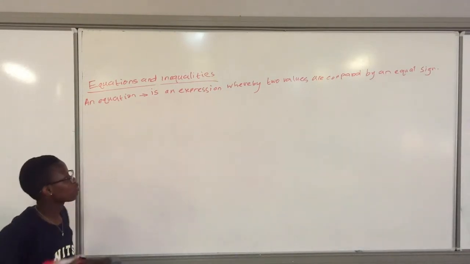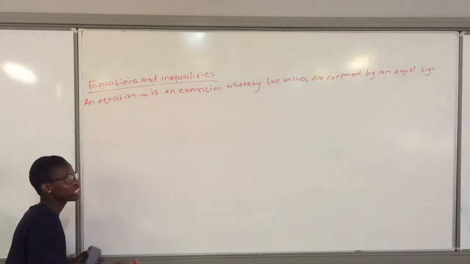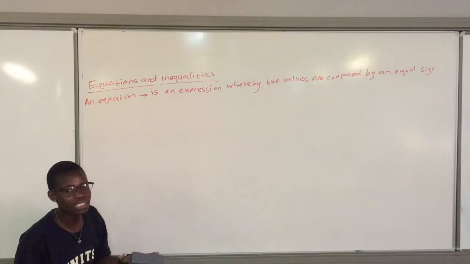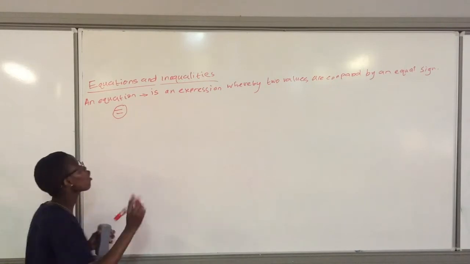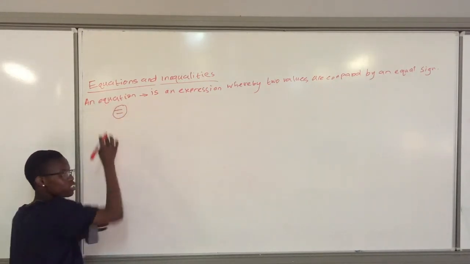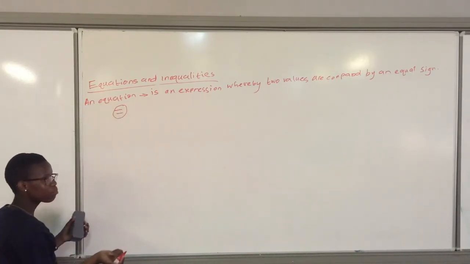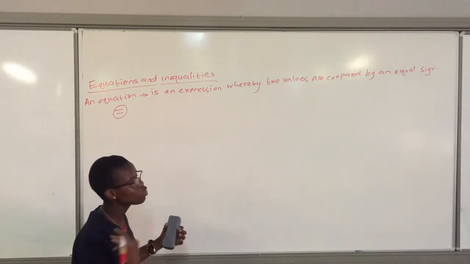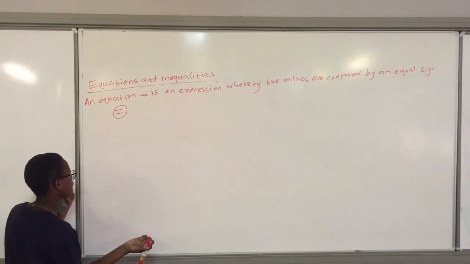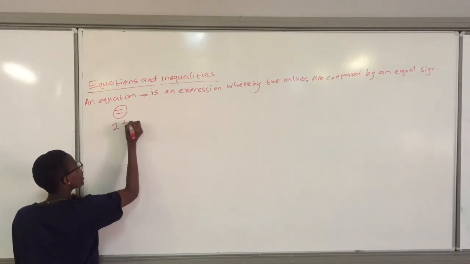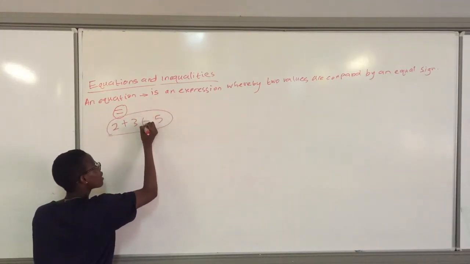We have been dealing with math since primary, and I understand that you know the symbols for math: division, addition, subtraction, equal sign. So the equal sign has to remind you of an equation. Equal, equation, you say the rhyming words. For example, an equation is an expression whereby two values are compared by an equal sign. A simple one: 2 plus 3 equals 5. This is an equation because of the equal sign.